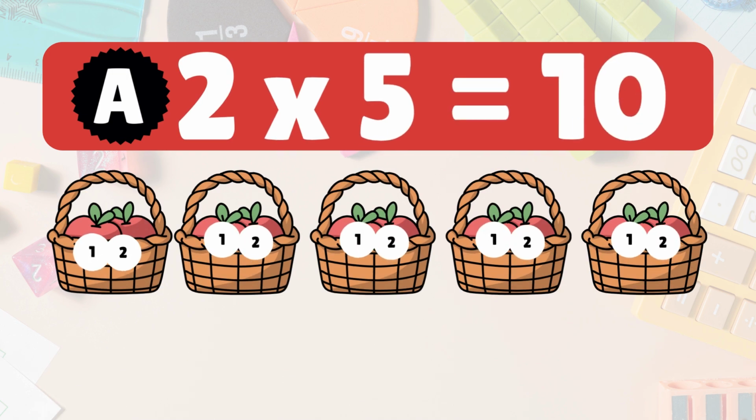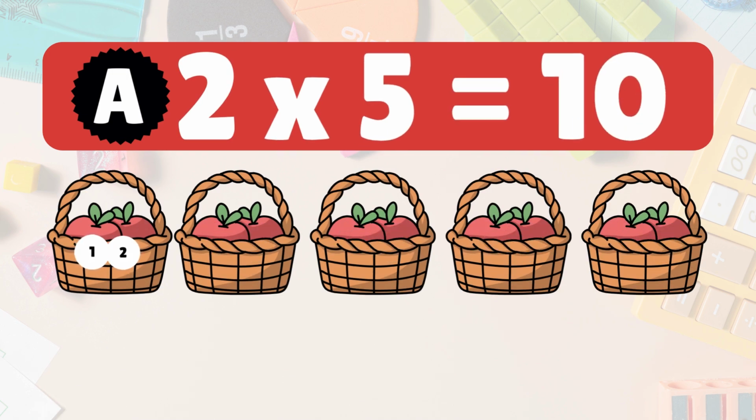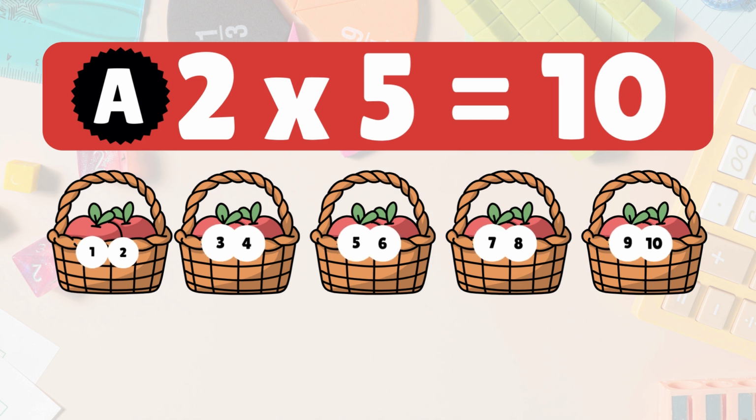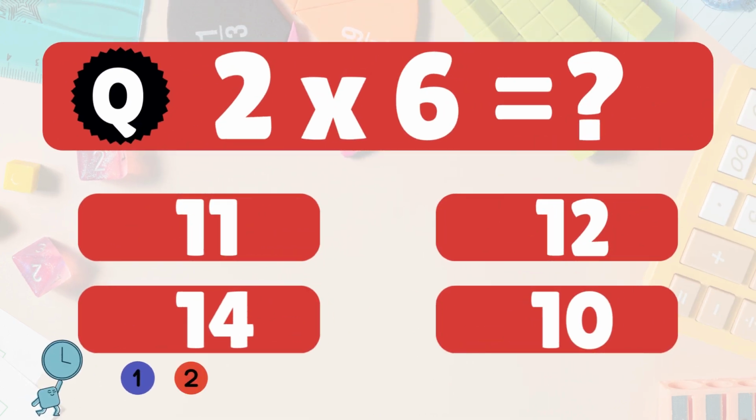Two times 5 is 10. Here we have 5 groups of 2 apples each. Let's count them all. 1, 2, 3, 4, 5, 6, 7, 8, 9, 10. So, 2 times 5 is 10 apples. Next, 2 times 6 is what?